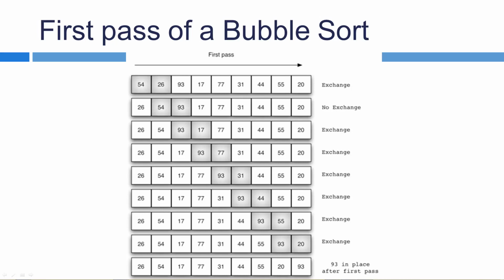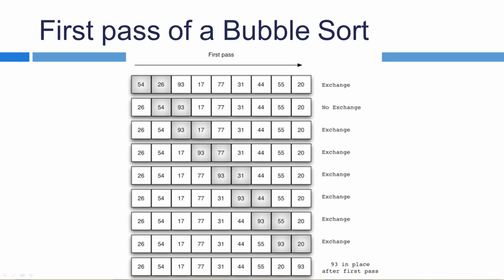We can see here that in comparing 54 versus 26, there's an exchange since 54 is greater than 26. Then we move on to the next pair, 54 versus 93. No exchange, 93 is bigger than 54. We keep going down and doing the exchanges as needed when we compare two elements to check which one's greater, and then we do a swap. You can see certain elements bubbling to the top if they happen to be greater than the element they're being compared to. Eventually, 93 is in place after the first pass.